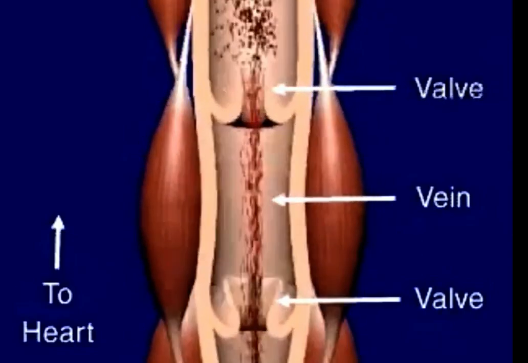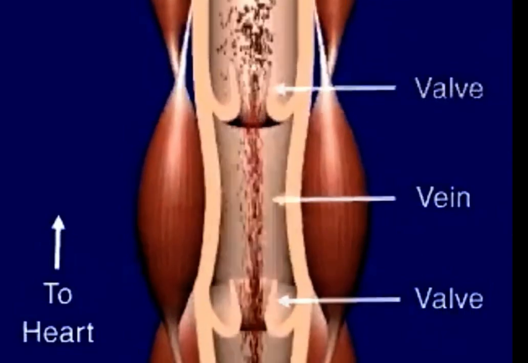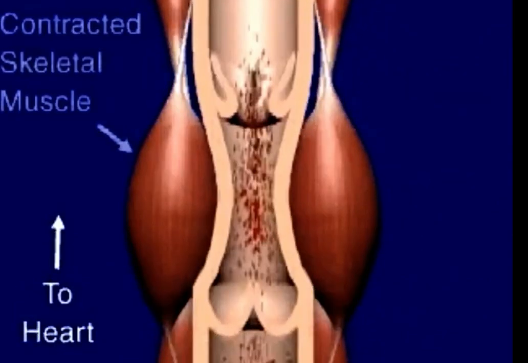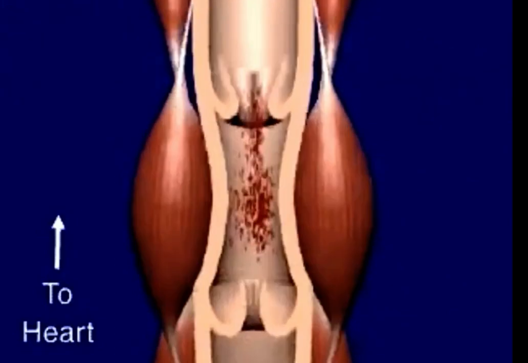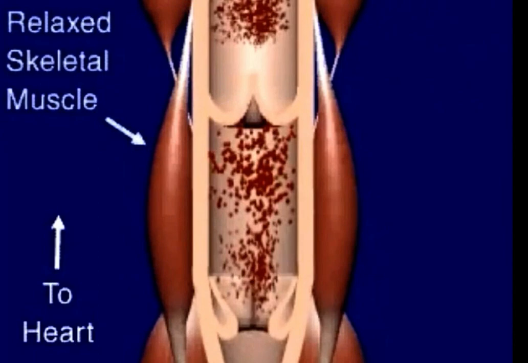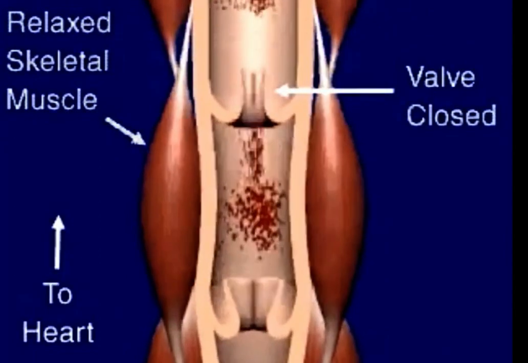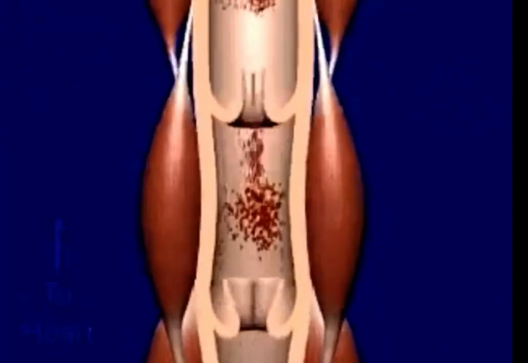One-way valves that work in conjunction with skeletal muscles. When the skeletal muscles contract, the valves open, and blood is forced toward the heart. When the skeletal muscles relax, the valves close to prevent the backflow of blood away from the heart.